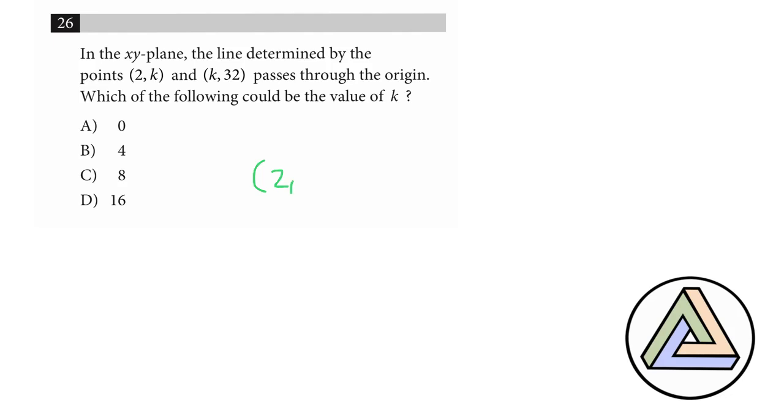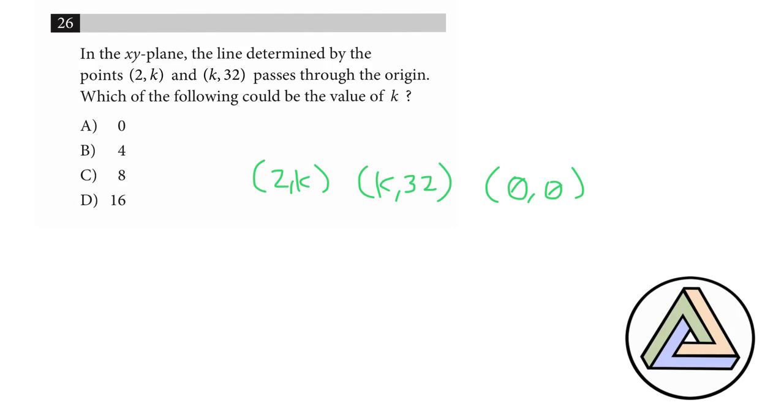One of them is 2, k. Another point that this line passes through is k, 32. And another point that this line passes through is 0, 0. Now, I'm making a mental note of that because it's going to be important to set up some kind of an equation, really, that would enable us to solve for k.